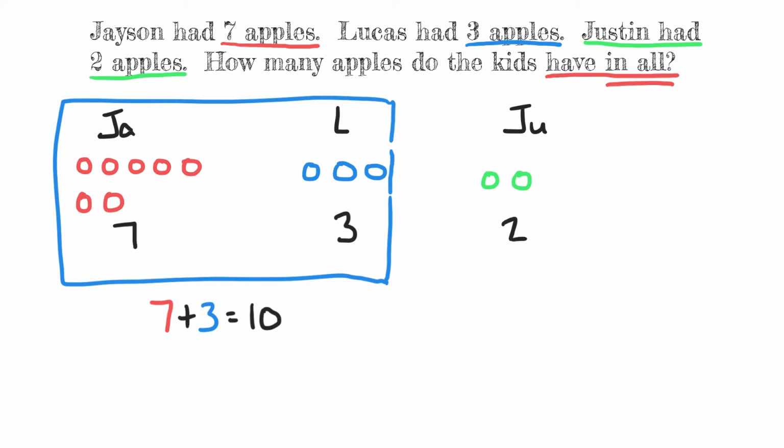Now all we have to do is add in what we have left. And what do we have left? Well, we have Justin over here with his 2 apples. So I'm going to add in what I had, my Jason and Lucas, my 10. So there's my 10 right here. And I'm going to add in the 2 that I have left right over here. So let's do that. And remember, when we add, we put the plus sign down. 2 equals, and I know that right off the top of my head. 10 plus 2 is, that's right, it's 12.